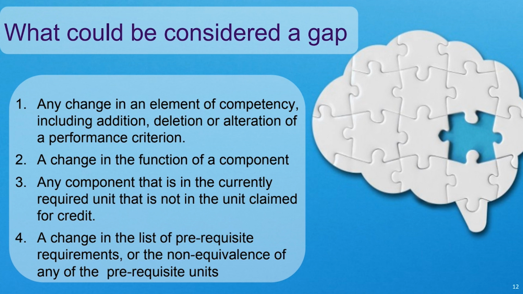Then thirdly, if there's any component that is required by the current unit that is not in the unit claimed for credit, this is pretty straightforward. It's basically saying if there's an element in the new unit that is not in the old unit, that's a gap. If there's an item of knowledge that's in the new unit that is not in the old unit, then that's a gap. Fundamentally, you want to make sure that everything in the current unit can be found in the old unit, notwithstanding that it might be there under a different heading and in a different part of the unit of competency. So there's a bit of detective work involved in that.